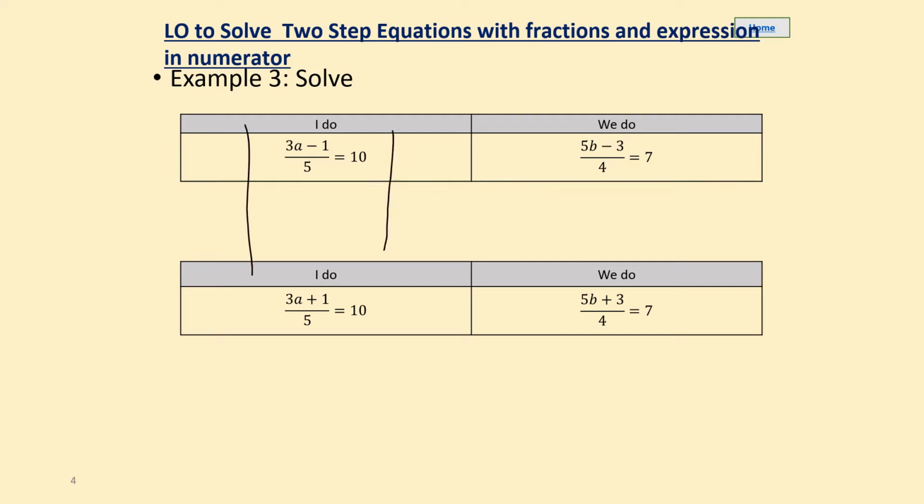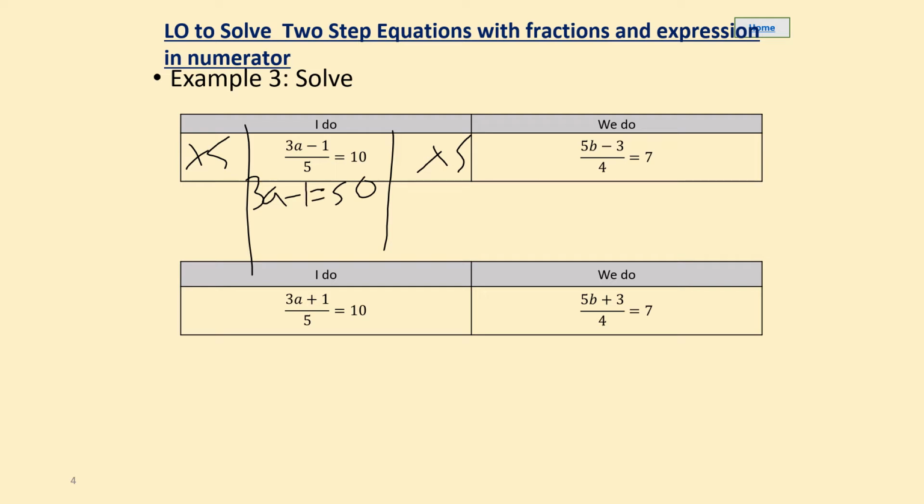Same process. We want to follow BIDMAS backwards, but it's being stopped by division. So we're going to have to multiply both sides by 5. 5 times 10 is 50. 3a minus 1 equals 50.